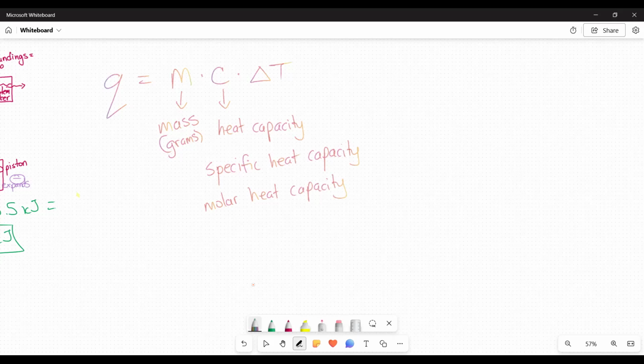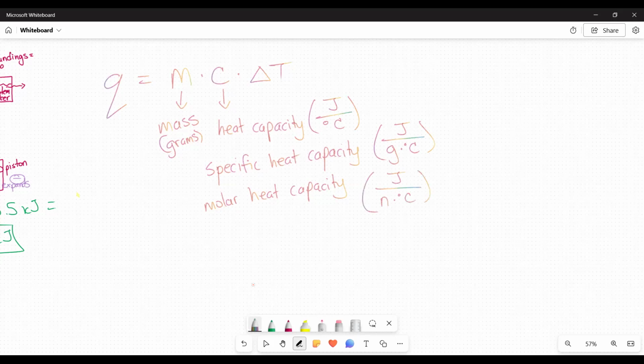If mass is not involved, it's just heat capacity, and the unit of C is J over degrees Celsius. Specific heat capacity does involve mass, and the unit is J over gram times degrees Celsius. Molar heat capacity also involves amount, but it has moles instead of grams, so the unit is joule over mole times degrees Celsius.